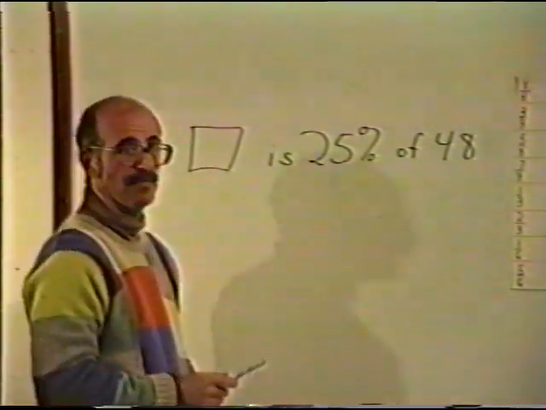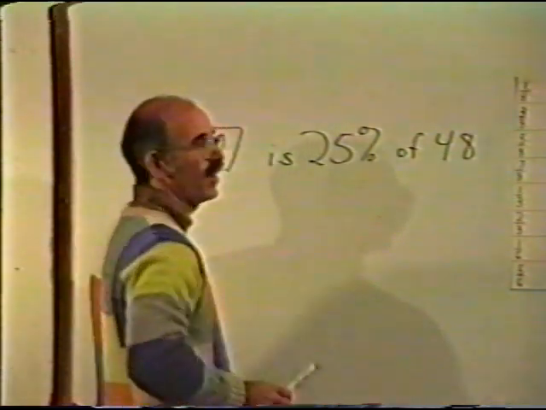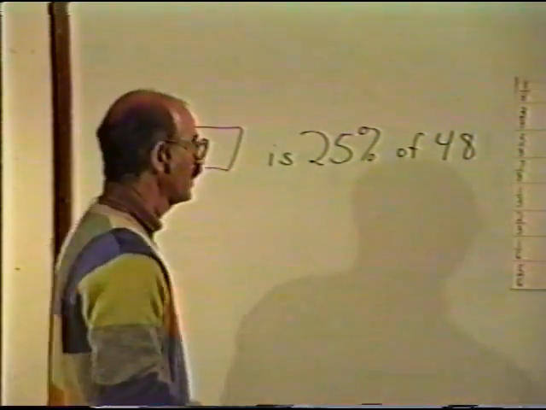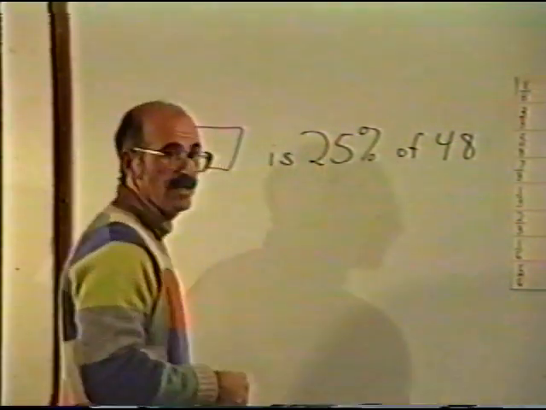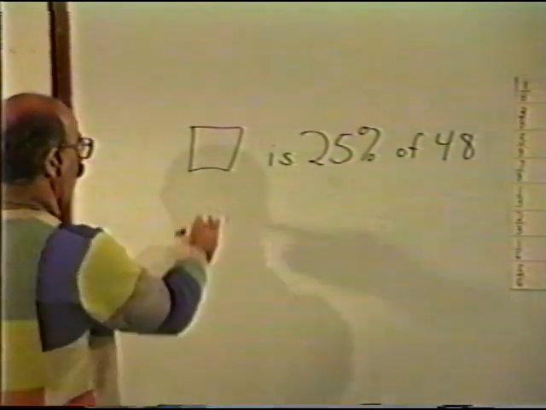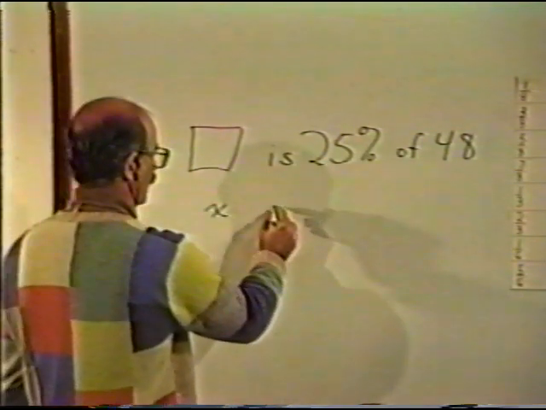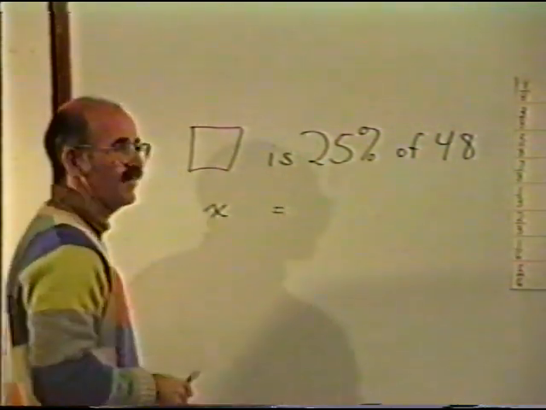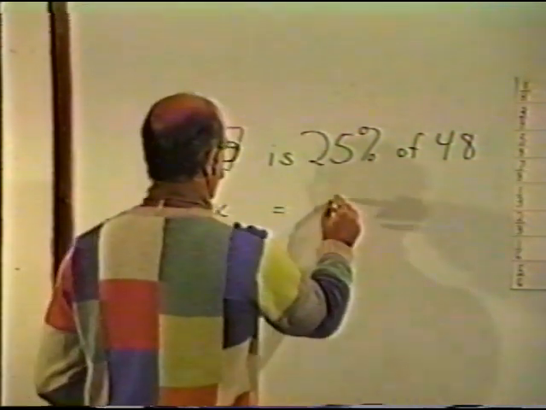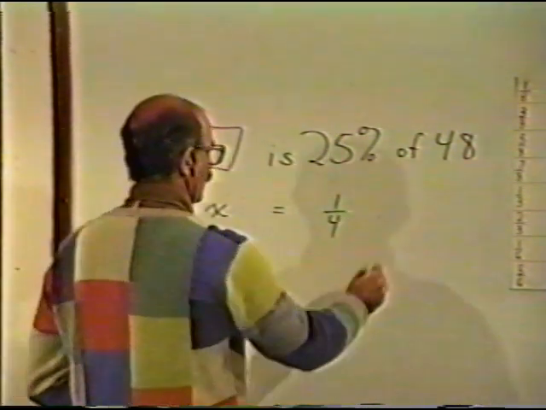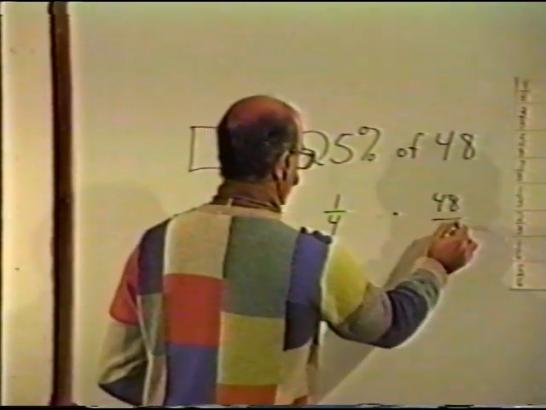In these kinds of problems, the number that comes after the word of is always the whole thing. We want to find out 25% of 48. 48 is the whole thing. Well, what does the box become? X. And the is equals. And what is 25% as a fraction in lowest terms? 1/4. Of is times, and we'll put the 48 over 1.